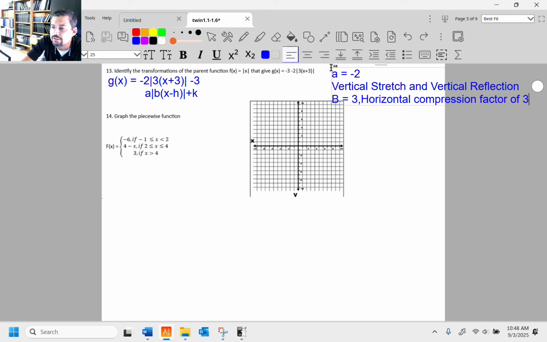Let's see, what else we got? Let's say a factor of a third, because it works opposite. What else do we have? We have h being negative 3. That is a horizontal, let's use a big word, translation of left 3. And when I did my lineup process here, k was negative 3. That is a vertical translation down 3.